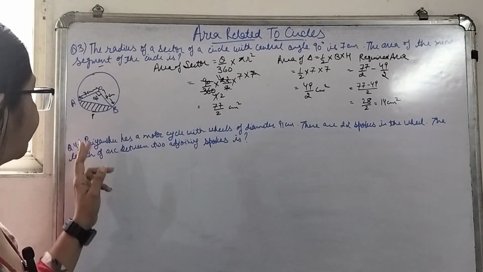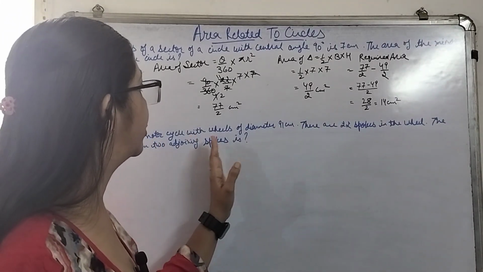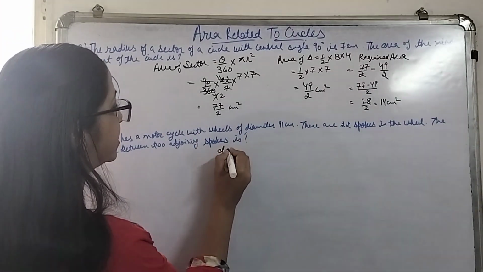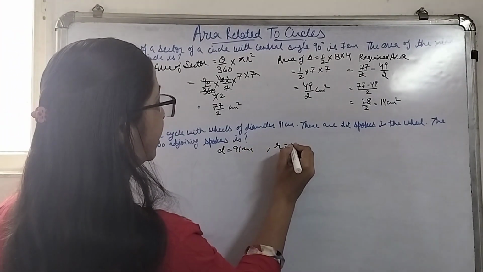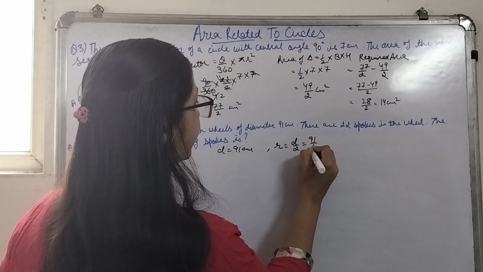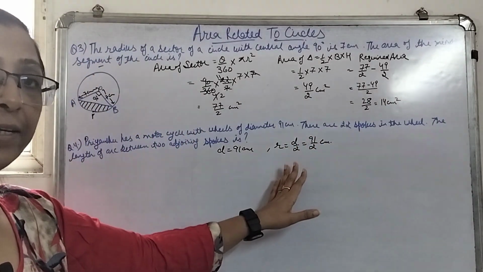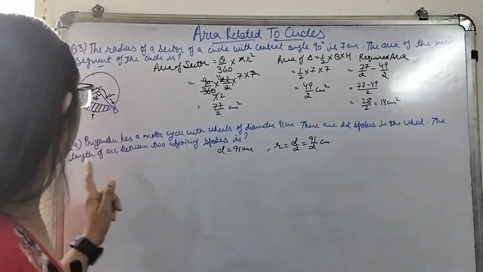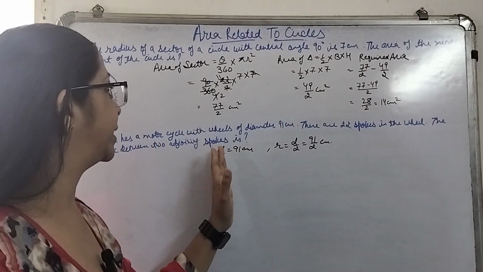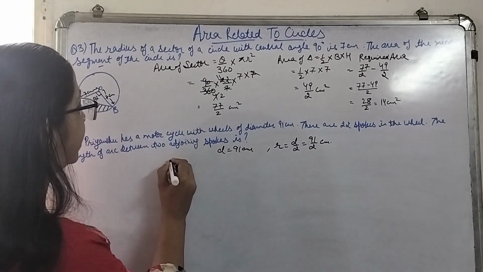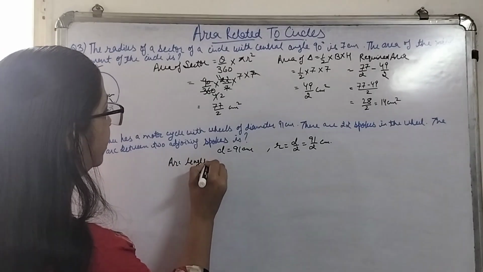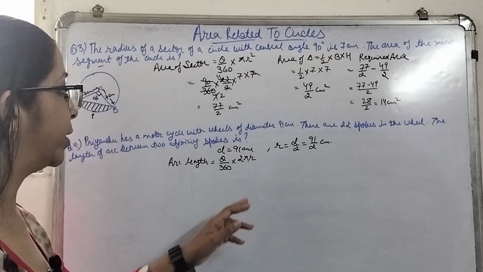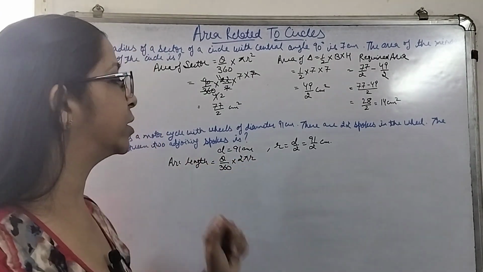Now the next question is, Priyanshu has a motorcycle with wheels of diameter 91 centimeter. The diameter is 91 centimeter, so we know the radius will be half of it, diameter divided by 2, that is 91 by 2 centimeter. This will be the radius. There are 22 spokes in the wheel. The length of the arc between two adjoining spokes is asked. We know that the formula for finding arc length is theta over 360 multiplied by 2 pi r. Over here we have the value of r, but we don't know what the value of theta will be.